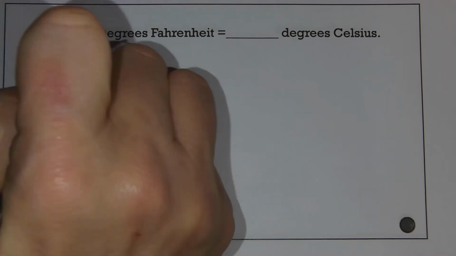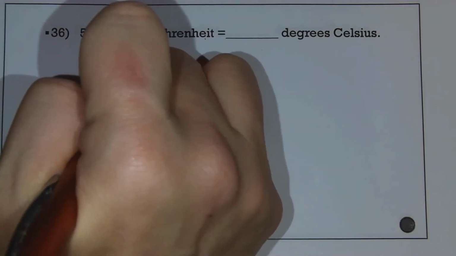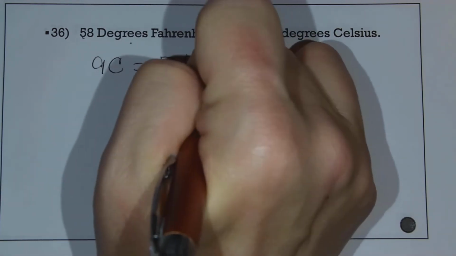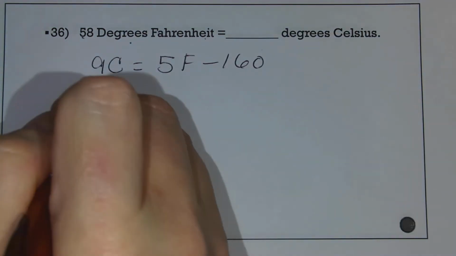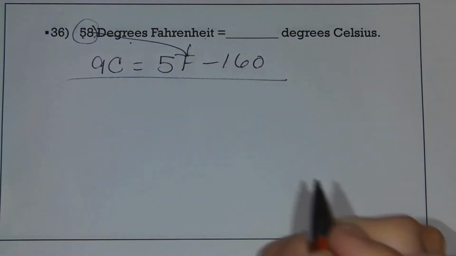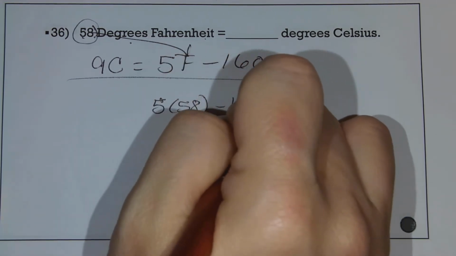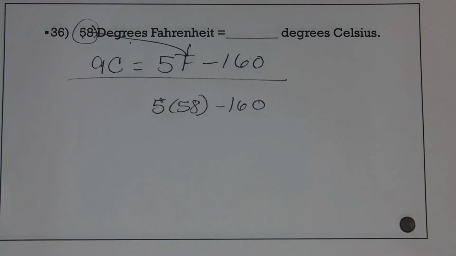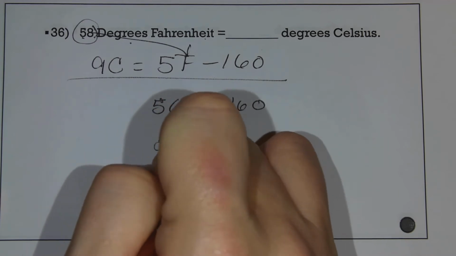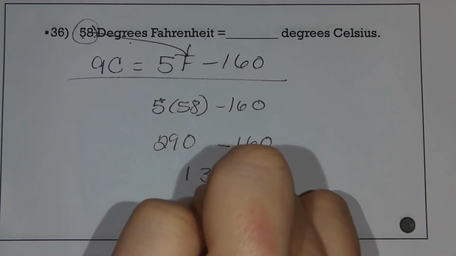Next we have 58 degrees Fahrenheit equals blank degrees Celsius. So we have our formula 9C equals 5F minus 160. So you have 58 degrees Fahrenheit, put it with the F, so 5 times 58 minus 160. 5 times 58 is 290, minus 160 is 130.